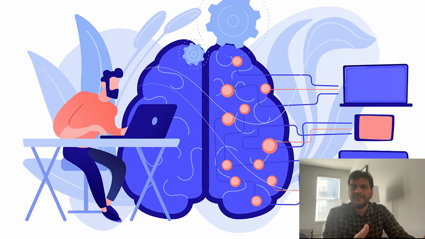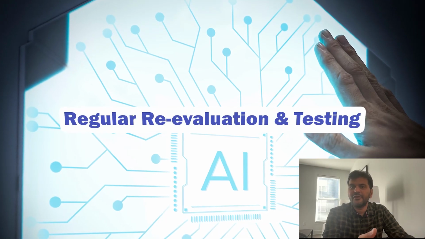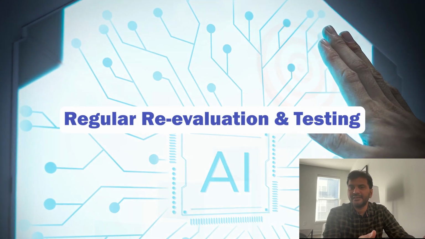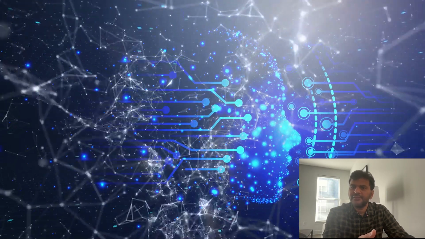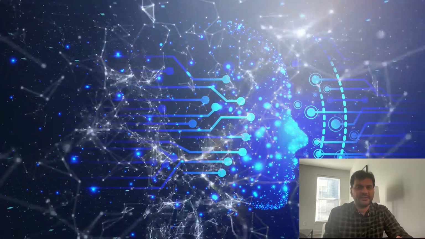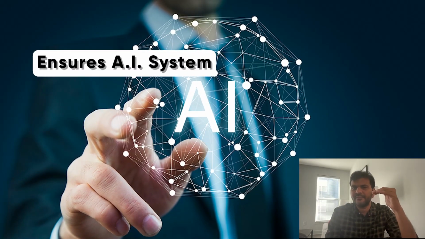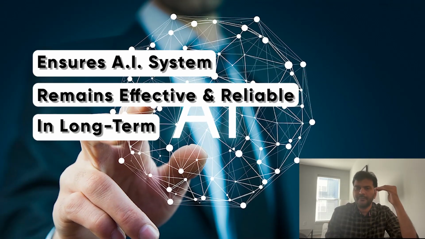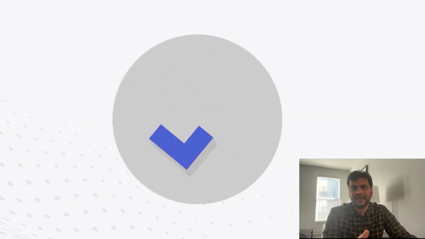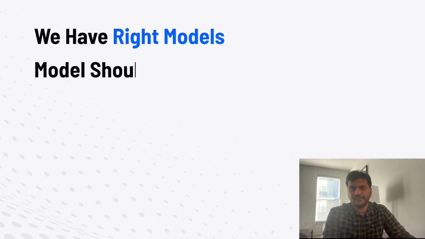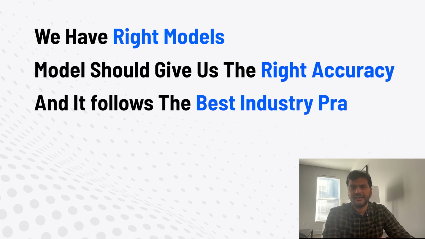Okay, so learning from new data and adapting to the changing environment. Continuous testing involves regularly re-evaluating and testing the AI systems to ensure they continue to perform as expected over time. This involves monitoring system performance, updating the data sets, and retraining the model if necessary. So continuous testing ensures the AI system remains effective and reliable in the long term. So this is pretty much about various strategies we need to employ to make sure we have the right models, and the models give us the right accuracy, and it follows the best industry practices and compliance across it.